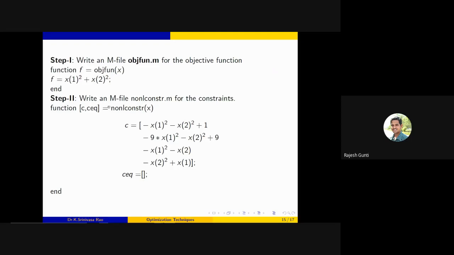I named it nonlinear constraint. We can give any name for this one. Here two things are there: C and Ceq. C is the non-linear inequality constraint. Ceq is the non-linear equality constraint. There is no non-linear equality constraint, so that's why I have made empty braces.